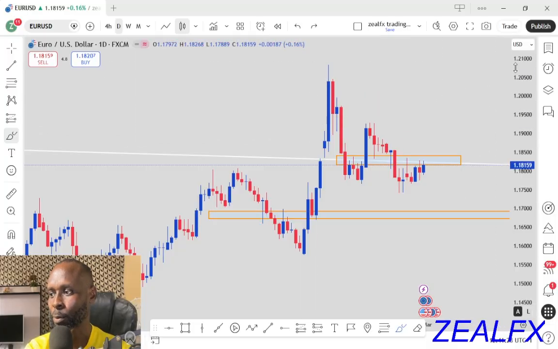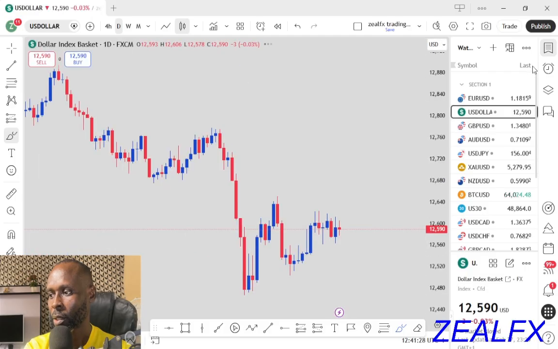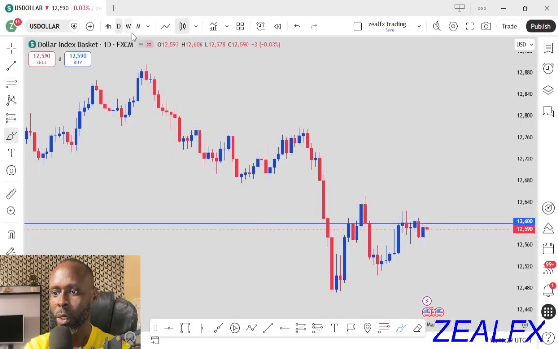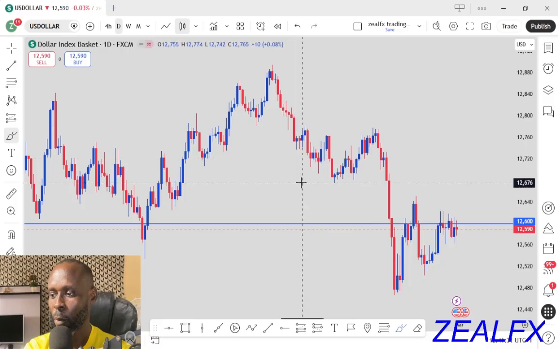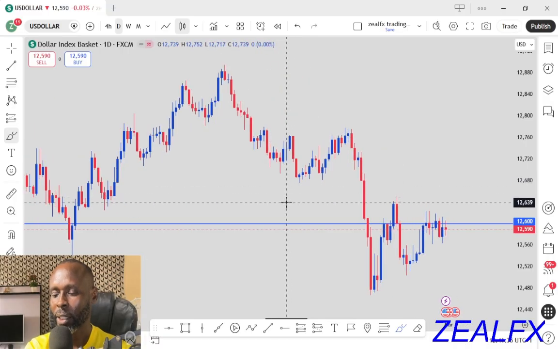So we have to look out for our selling opportunity on the EURUSD this coming week. So let's look at our next pair, which is the DXY, which is the dollar index. From my daily time frame, the dollar index still has, let's look at the structure first.